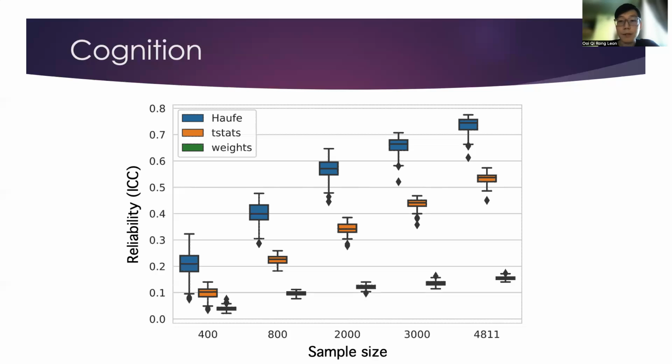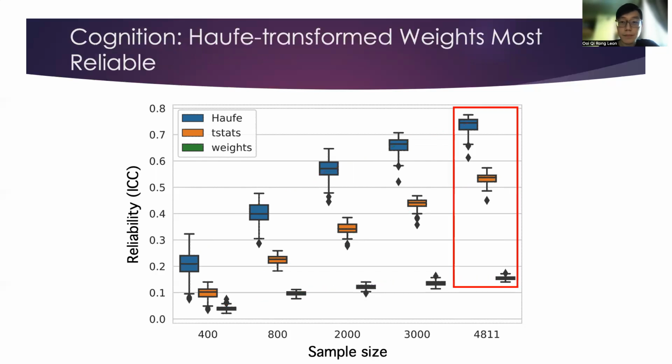So the trend with regards to sample size is very clear. For all three interpretation methods, unsurprisingly, reliability always increases with sample size. You can see this trend for the Haufe transform weights, the t-statistics, and the original regression weights. And within each sample size, the Haufe transform regression weights had a higher test-retest reliability compared to the t-statistics of mass brain behavior association. Also, the t-statistics were always better than the original regression weights.